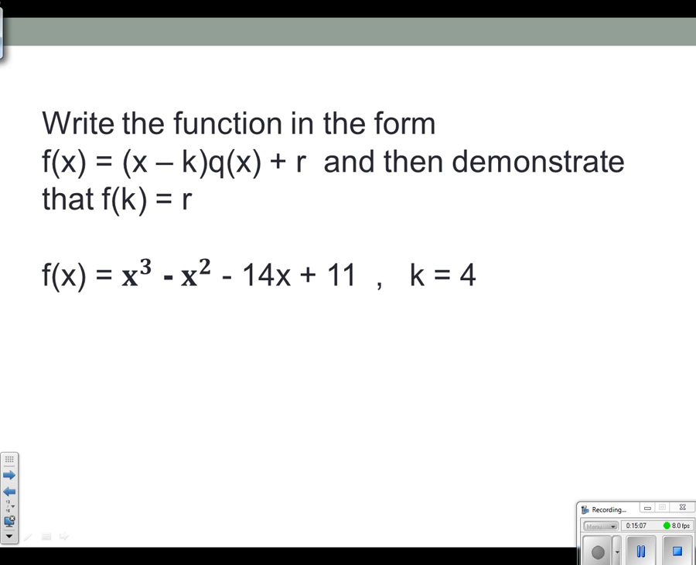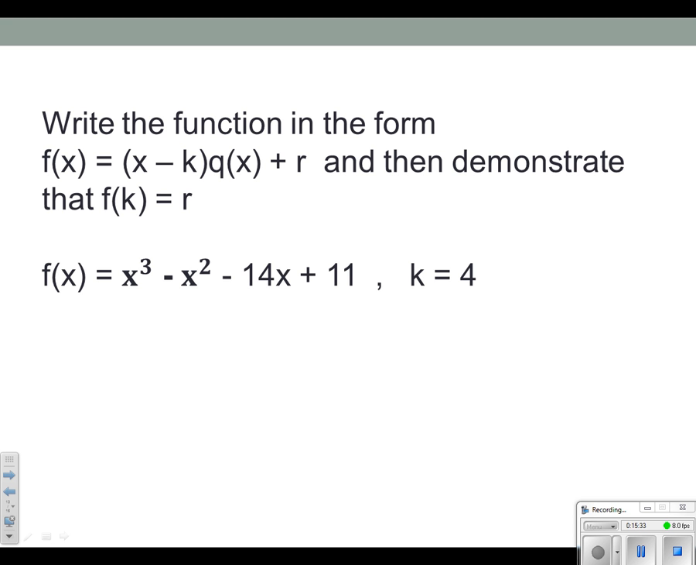Now let's give it a try. Write the function in the form f of x is a factor times its quotient plus the remainder, and then we're going to prove that f of k is equal to that remainder. So k in this case is going to be a 4. What I want to do with this one is use my synthetic division and divide that first factor out.